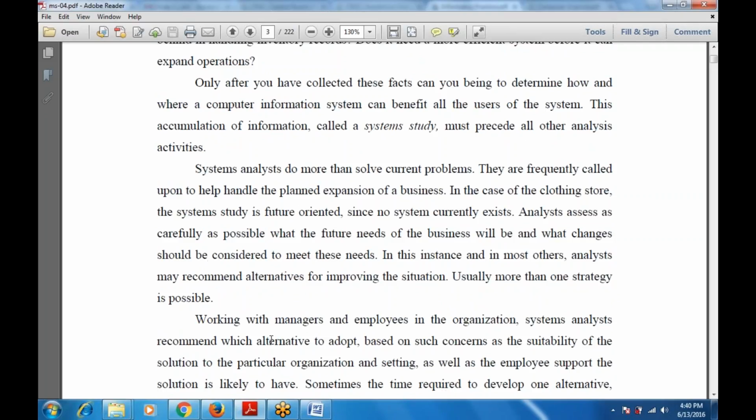Working with the managers and the employees in the organization, the system analyst recommends which alternative to adopt, based on the suitability of the solution to the particular organization. That means what the various recommendations are, and what the various alternatives are that are adopted to make the solution suitable for a particular organization.